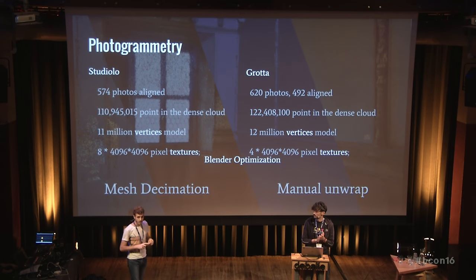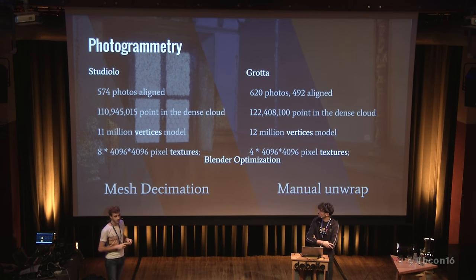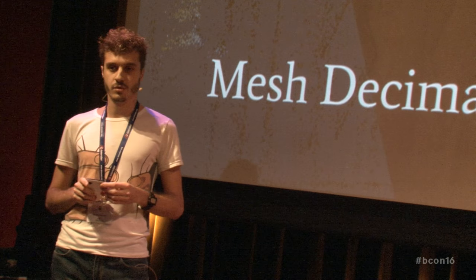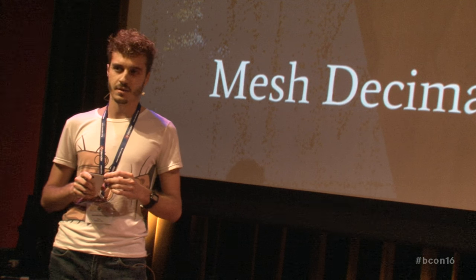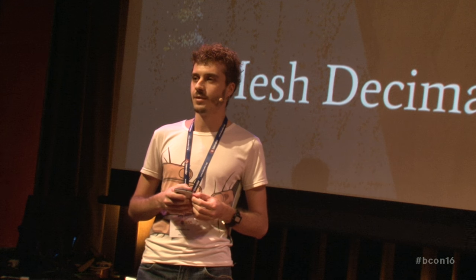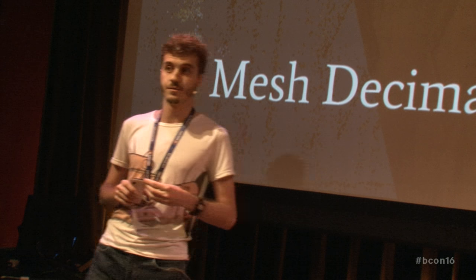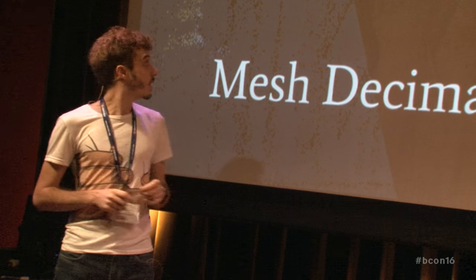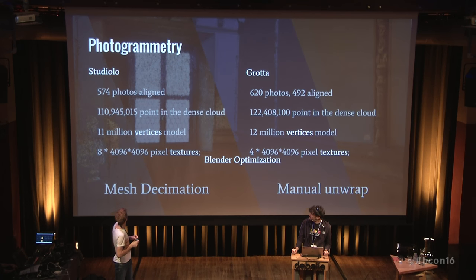The Studiolo, once generated, is easy to see, but to generate it, we took more than 500 pictures per room, because there are two rooms, the Studiolo and the Grotta. Those two rooms, called also camerini in Italian, are small, but we achieved to have two really big photoscan models, more than 10 million vertices per model.